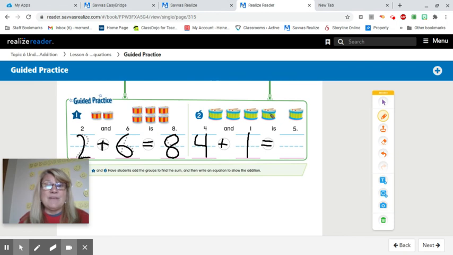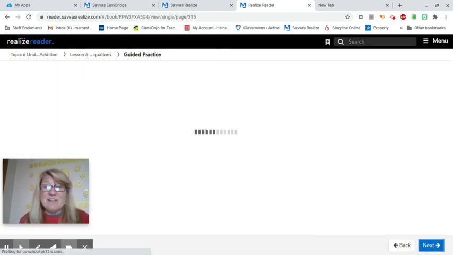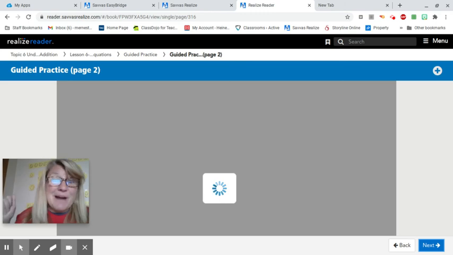1, 2, 3, 4, 5. And you just wrote your second sentence. Awesome. 4 plus 1 equals 5. Good job, kindergartners. Let's go ahead and see what the next page is like. You guys are doing awesome. I'm so proud of you.